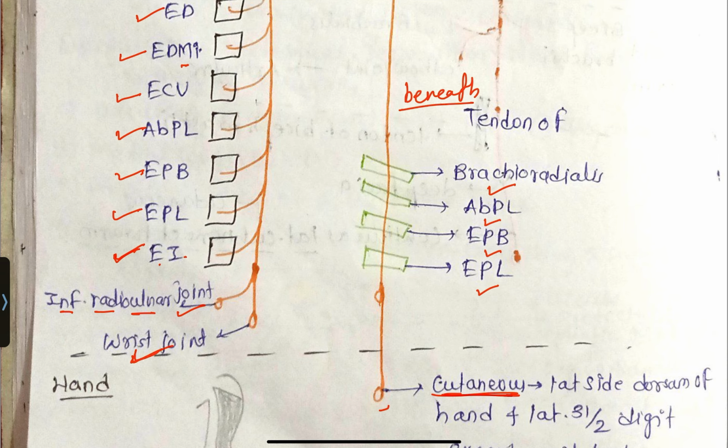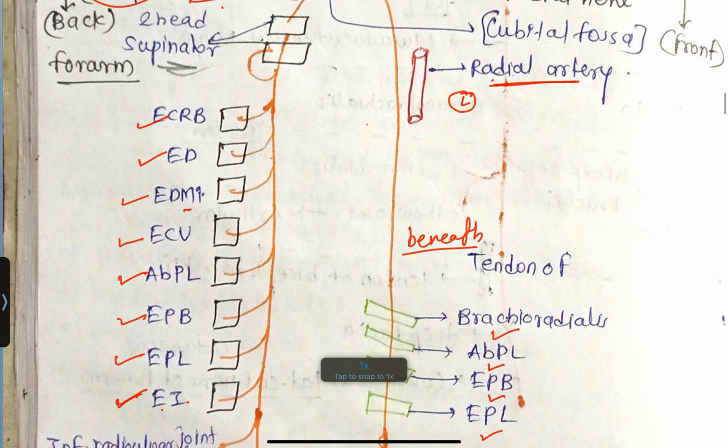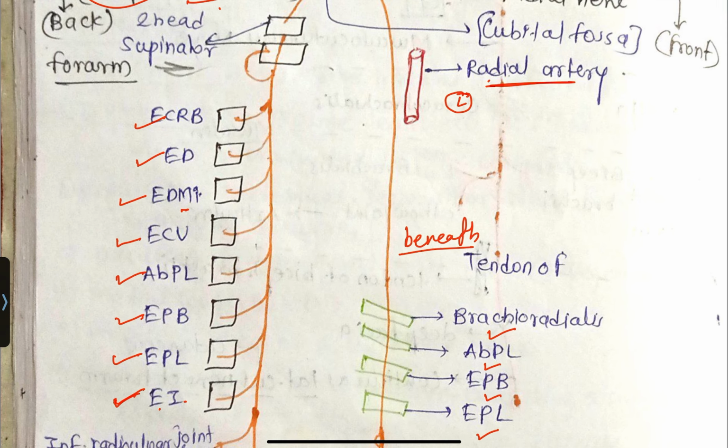Okay, I understand there are so many muscles to remember, but we can write: the radial nerve is for the extensor compartment, the ulnar nerve is for the flexor compartment. So all the extensor muscles, like extensor carpi radialis brevis and extensor carpi radialis longus, we can write over here. Okay, so you can remember it like this.